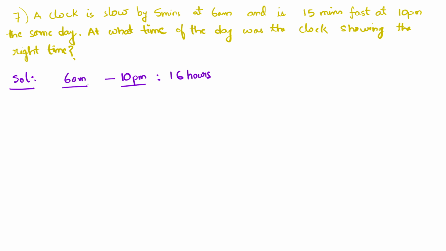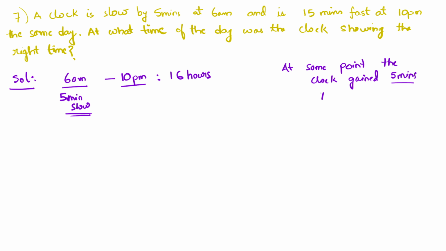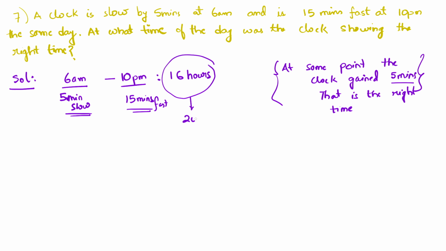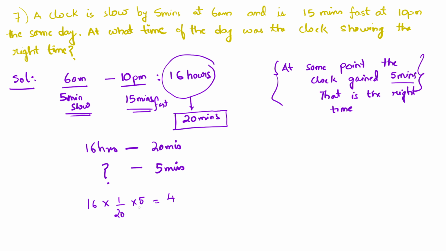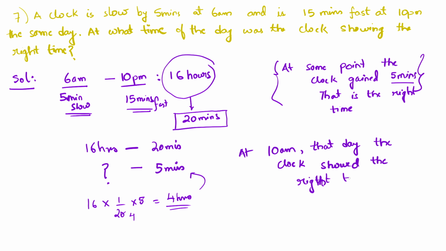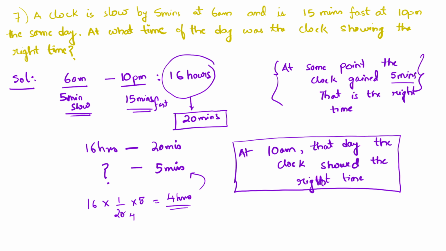And at 6 a.m., it was 5 minutes slow, which means at some point the clock has gained 5 minutes, and when it has done that, it was the right time. And at 10 p.m., it was actually 15 minutes fast. And in 16 hours, it has actually gained a whole 20 minutes. Now by using direct proportion, we simply find out that if the clock has gained 20 minutes in 16 hours, it would gain 5 minutes in just 4 hours. So, 4 hours from 6 a.m., that is at 10 a.m., the clock showed the correct time.